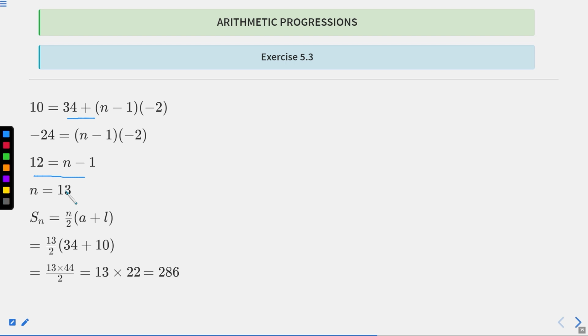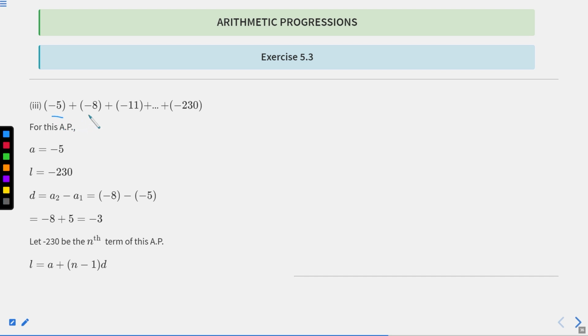Okay, so the number of terms is equal to 13, and we know that Sn is equal to n by 2 times (first term a plus last term l). Okay, so now if we put these values of n, a and l, then we get Sn is equal to 13 by 2 times (34 plus 10), and this is equal to 13 into 44 by 2, that is equal to 13 into 22, that is equal to 286. Okay, so the sum of the terms of this AP is equal to 286.